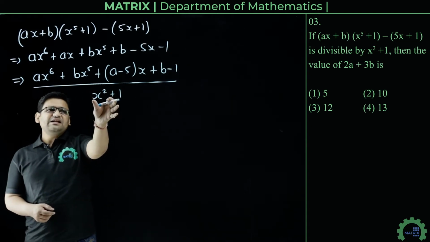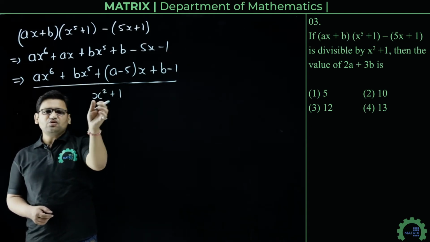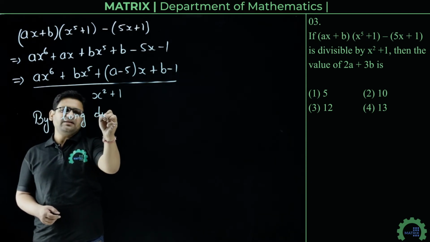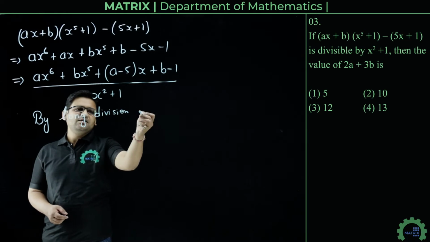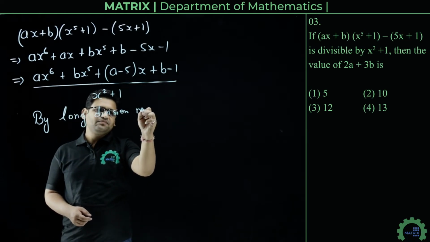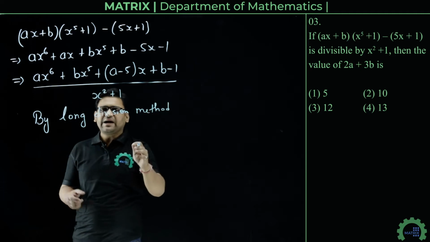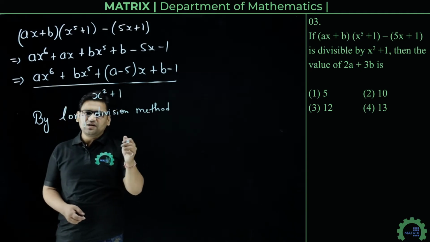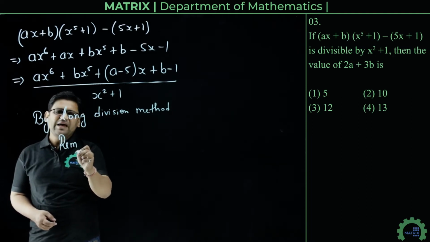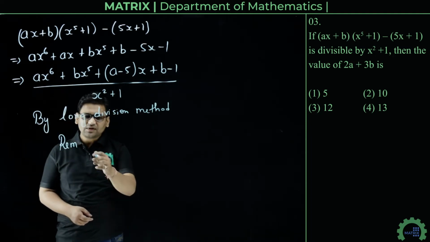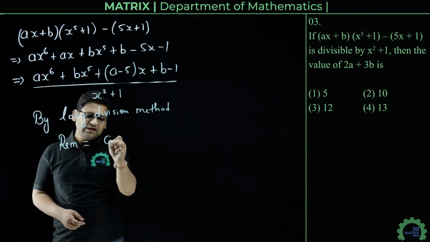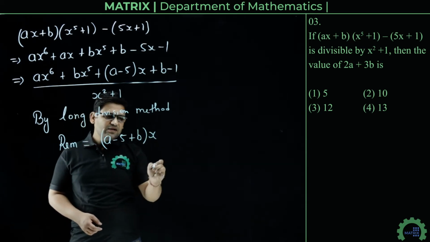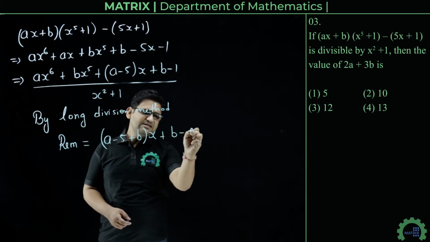So we can easily divide this expression by x^2 + 1 by the long division method. By the long division method, we can find the remainder. I am not writing the complete steps of division here. I am just writing the remainder, which comes out after applying the long division method. That remainder is (a - 5 + b) into x plus b - a - 1.